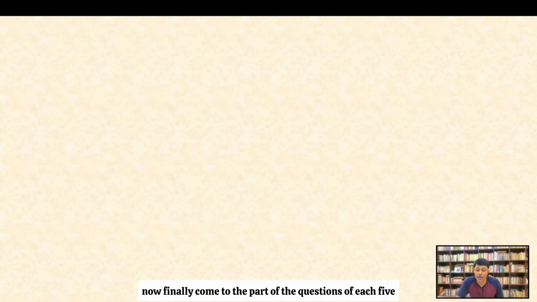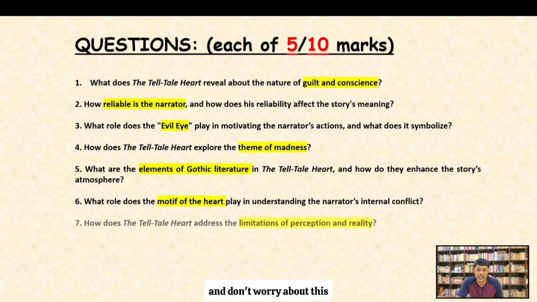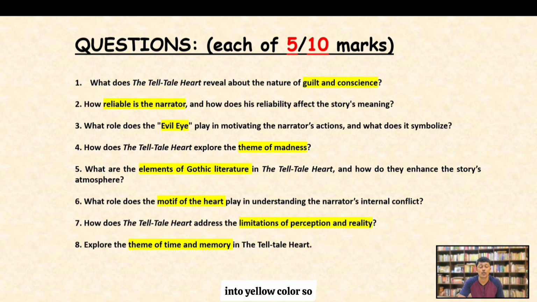Now, finally, we come to the questions of 5 and 10 marks each. Don't worry about these, because I have marked all of these questions in yellow color so that you can understand the point. Guilt and conscience, reliability of the narrator, evil eye, theme of madness, elements of Gothic literature, motif of the heart, limitations of perception and reality, theme of time and memory. And if you want more, you can go through the whole video and the themes and explanations, where you may find more likely questions. So these are the questions basically sketched for you, and if you can do this, you can have all the answers together.